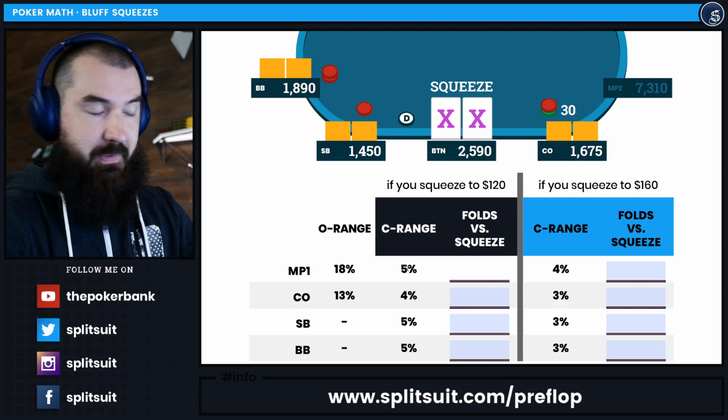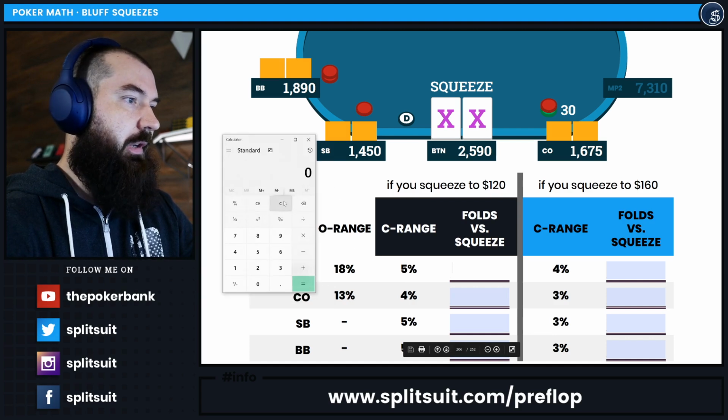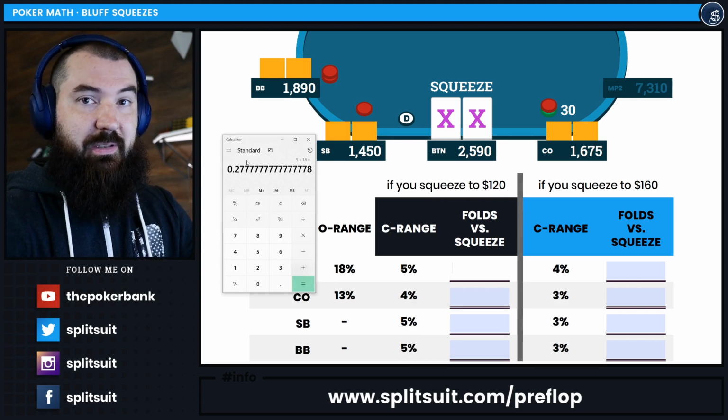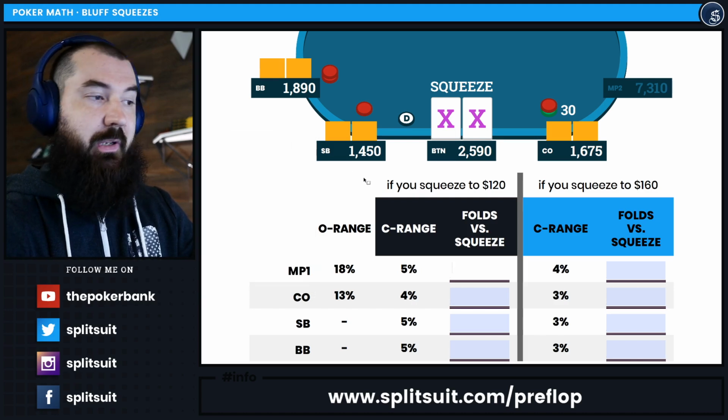So you could do this with a calculator and, go in here, say, okay, 5 divided by 18 gets us what, 28%, and then 100% minus that number would tell us how often they're going to fold against our squeeze given the parameters we've already set up.